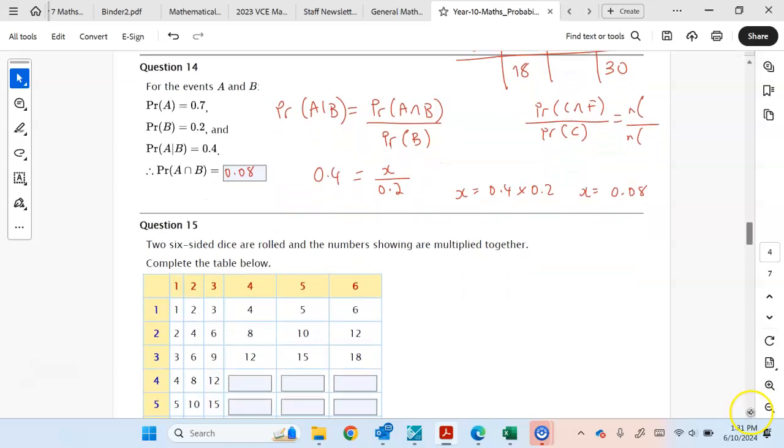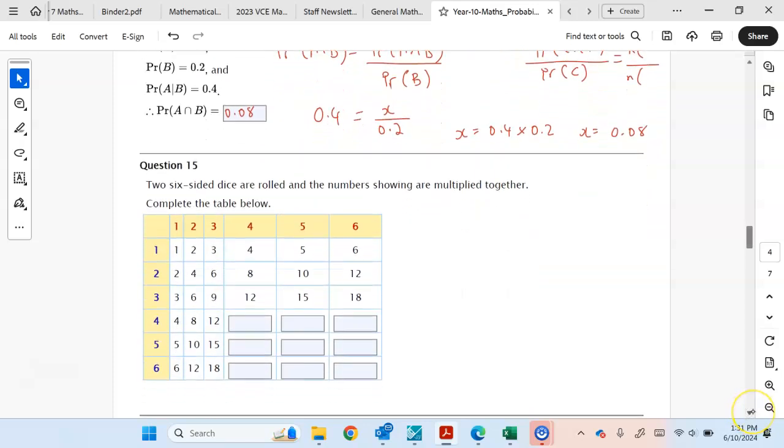All right, question 15. Two six-sided dice are rolled and the numbers showing are multiplied together. Complete the table below. You probably already have this in your notes. So we should have 16, 20, 24, 20, 25, 30, and then 24, 30, 36.